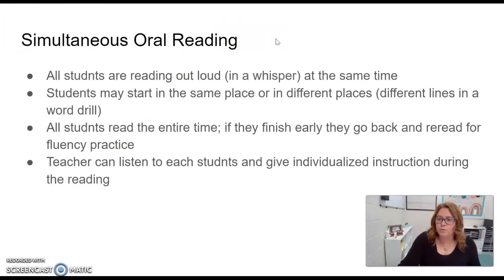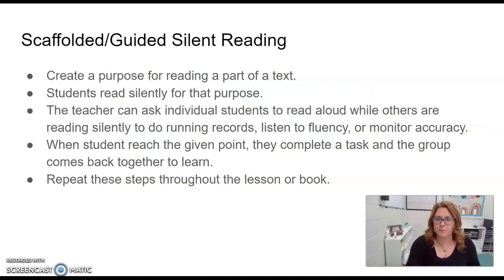Simultaneous oral reading is wonderful for our primary students and our older struggling readers. Simultaneous oral reading allows students to read in a whisper at the same time. They can start in the same place or different places, but the teacher can listen to all students reading and engage with individual students as needed during the reading. If students finish early, they simply go back and reread for fluency, so there's no downtime where students aren't practicing.